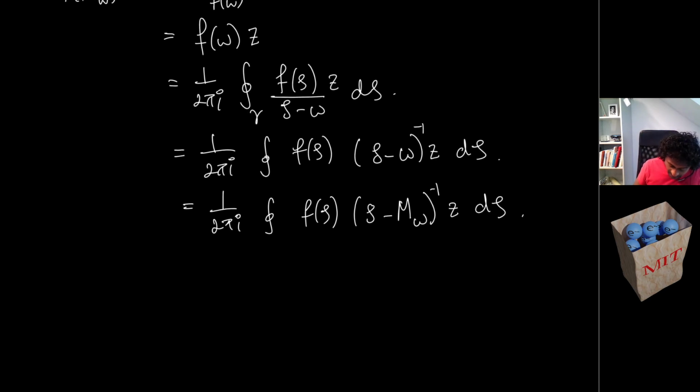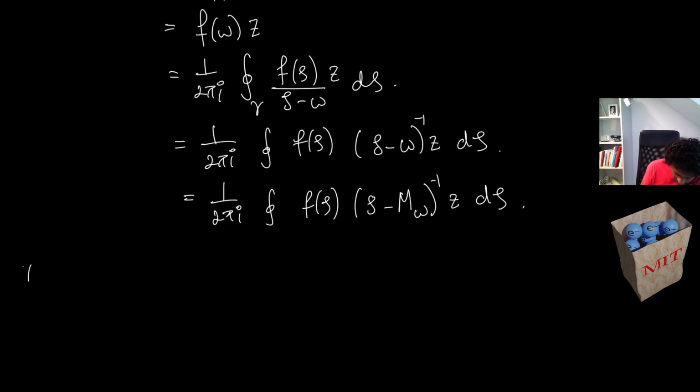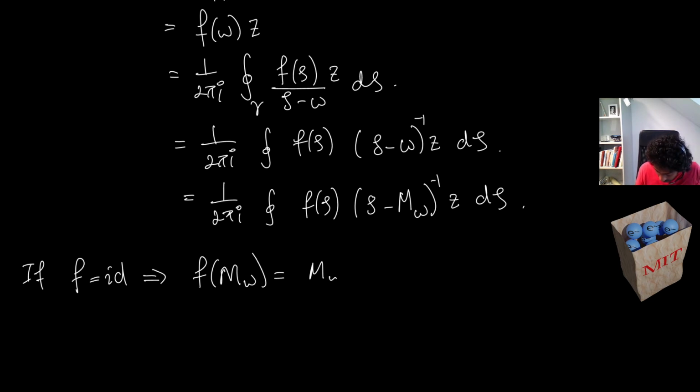So what do we find here? We find that if f is equal to the identity, then f of M_ω is precisely just equal to M_ω. That's what we get. It's just ω itself. If f is equal to 1, the constant function 1, then f of M_ω is equal to the identity.